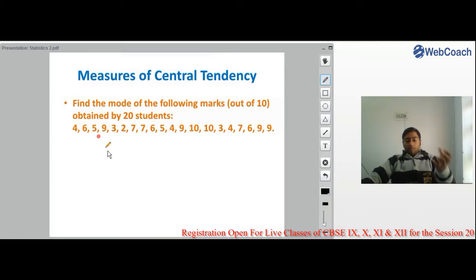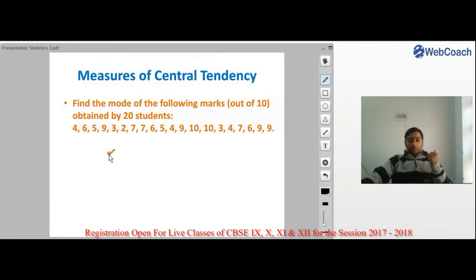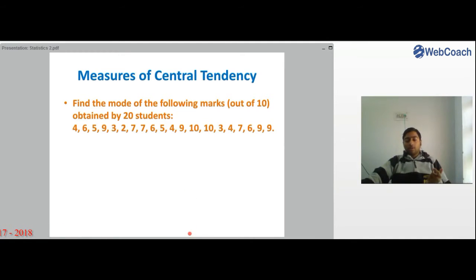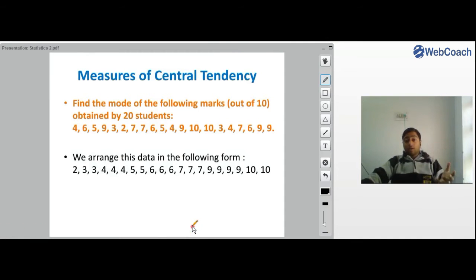So find the mode of the following marks obtained by 20 students. Here we are given marks in a random arrangement. So our first step always will be to arrange them in ascending order so that we can look at the data in a good manner. We can look at the data and get the result directly from it.